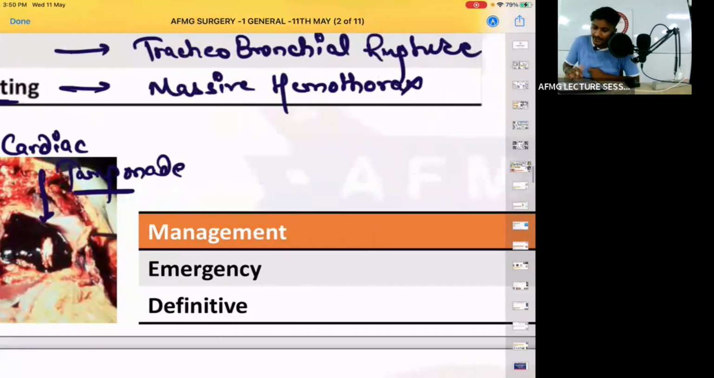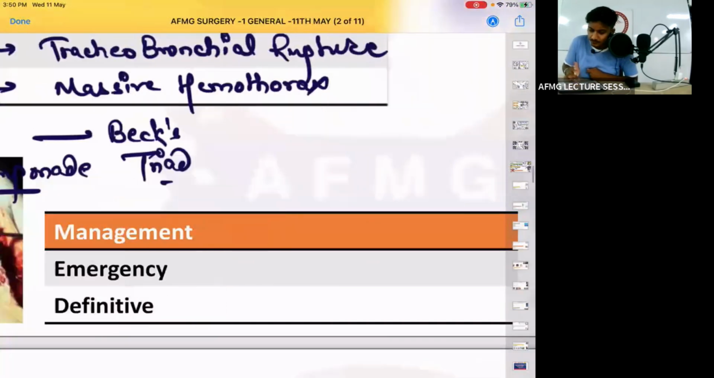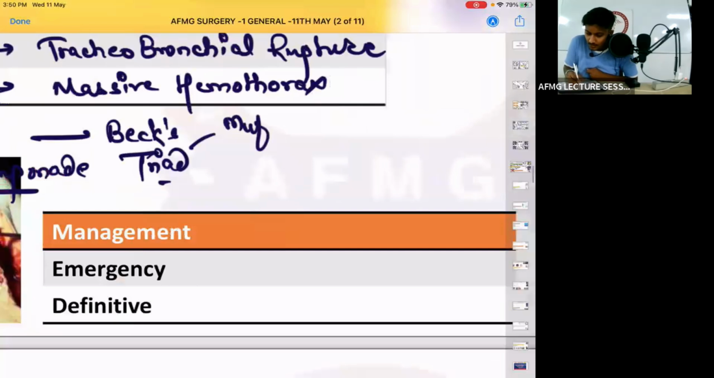Which triad is seen in cardiac tamponade? First feature is muffled heart sound. So on auscultation, see, other features would be the same in pneumothorax and cardiac tamponade. Only two features will help you differentiate. First, on auscultation, in tension pneumothorax there would be absent breath sounds and absent air entry. In cardiac tamponade there would be muffled heart sounds, muffled S1 and muffled S2.